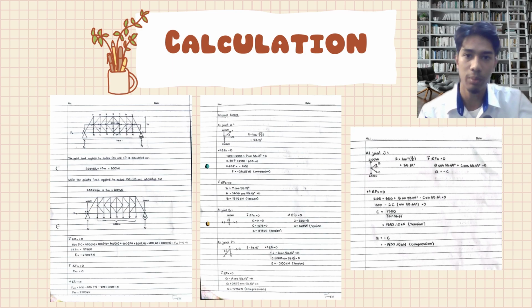Then for joint P, using the sum of Fy equal to 0, we find the force in J is 2100 kilonewton, which is under tension. Then using the sum of Fx equal to 0, the force in Q is negative 1575 kilonewton. That shows the truss is under compression.